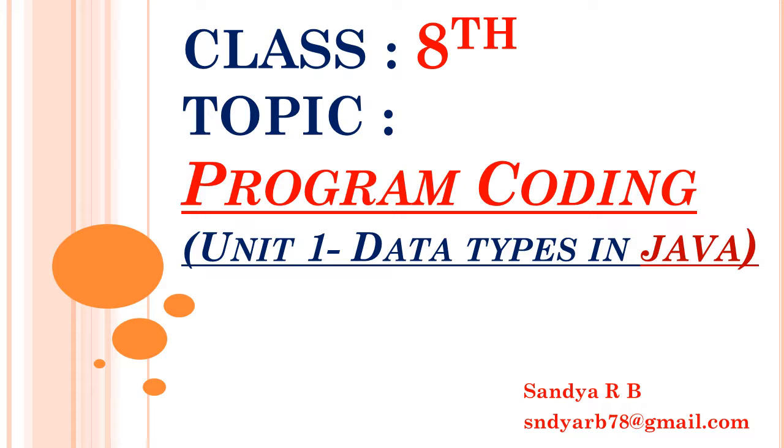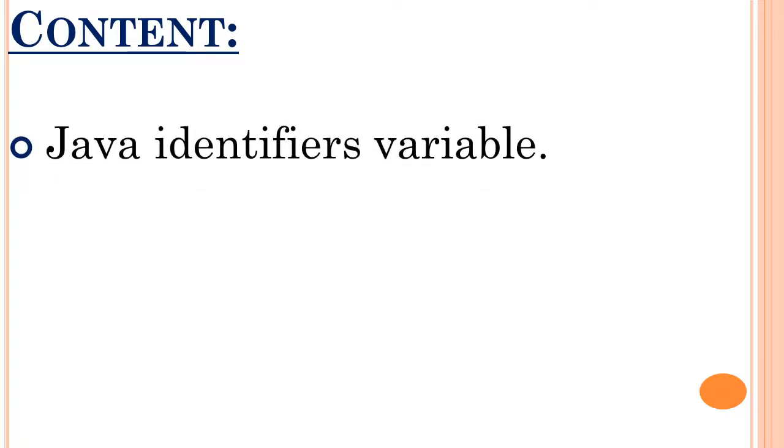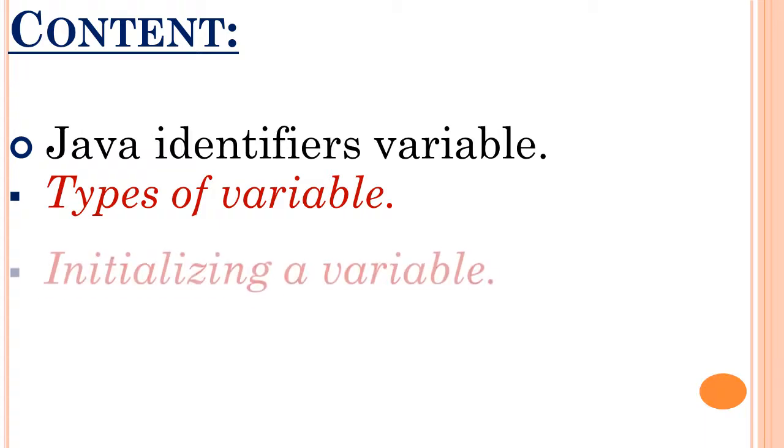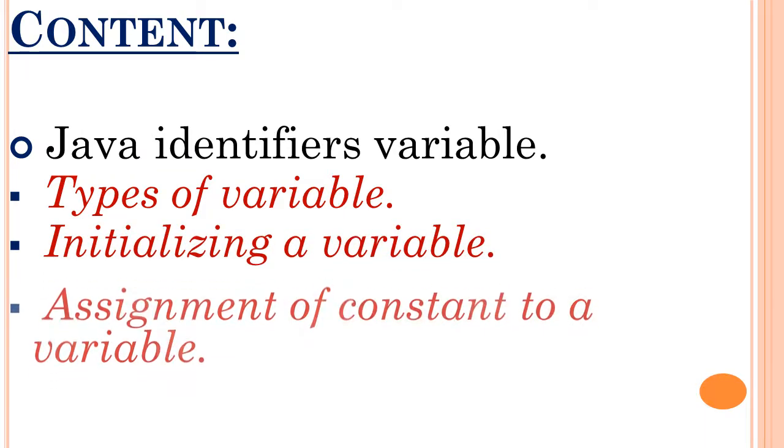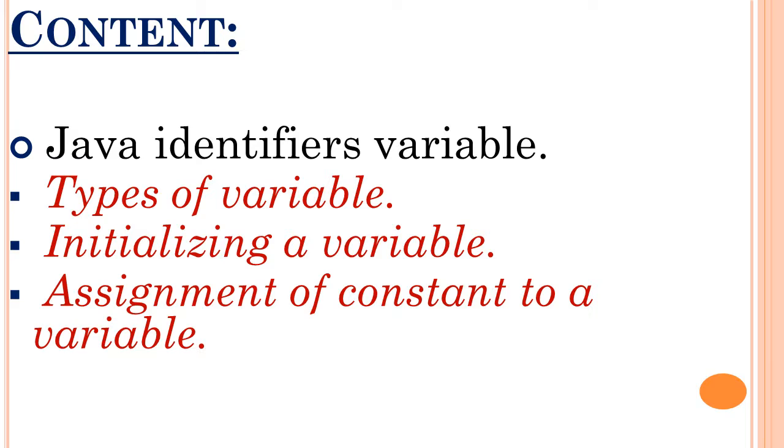Today I am going to continue the remaining part from unit 1, chapter number 4, that is data types in Java. First is about content: Java identifiers, variables, types of variable, initializing a variable, and assignment of a constant to a variable.